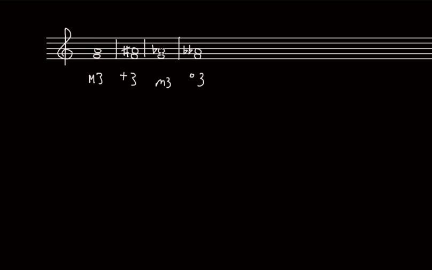Then if I have my F to A and I lower the top note by half step, which decreases it, then I have a minor third. And then if I decrease that again by half step, so if I flat the A again, F to A double flat, that gives me a diminished third.